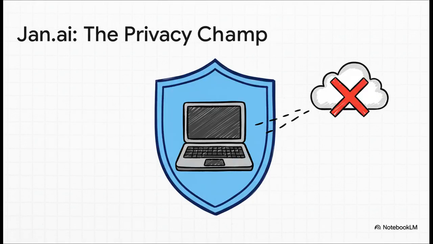And rounding out our trio is Jan.ai, the privacy champion. I mean, its entire reason for existing is to work offline first and foremost. It's a self-contained desktop app built from the ground up to make sure your data never, ever leaves your computer. For anyone who's security conscious, that is a huge deal.